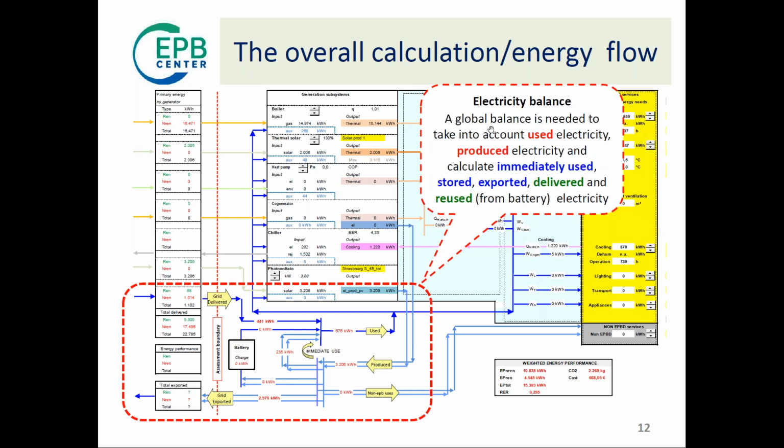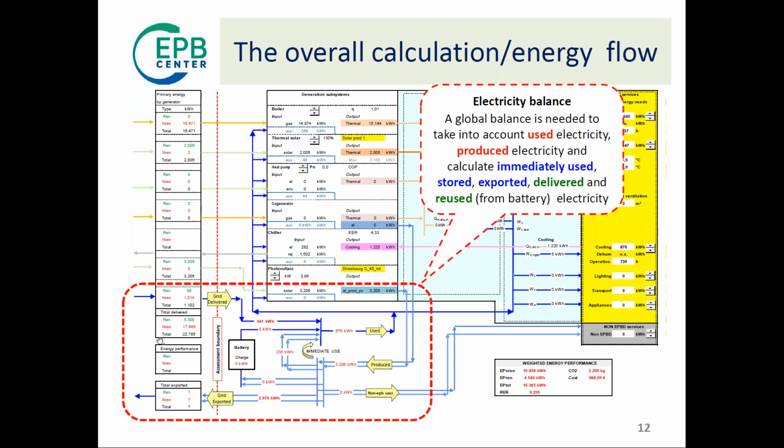Electricity balance is needed to take into account the used electricity. Typically you start with the used electricity, which is a result of the calculation of your systems. You take into account the produced electricity, if any, that could be typically PV, cogeneration, sometimes wind turbines. Based on that, you have to determine how much is immediately used in your systems, how much is exported to the grid, and how much is delivered by the grid. You might also consider, as an emergent technique, having a battery, so you are storing your electricity and then reusing it later on.